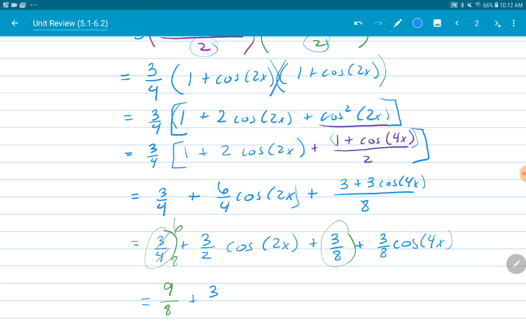And then that's the only like term, because one has cosine of 2x and one has cosine of 4x. So they are not alike. I cannot combine those. But I think that is as far as I can go here.